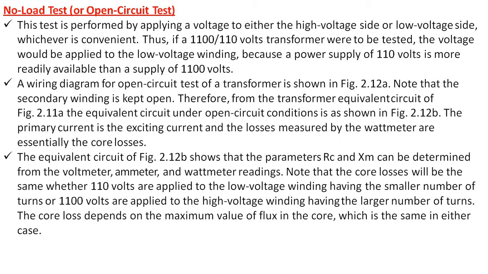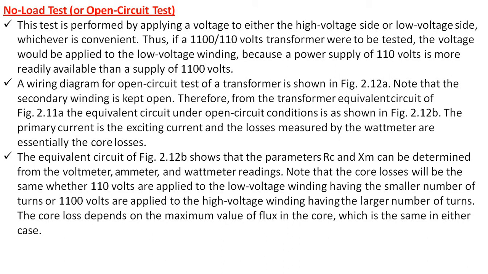A wiring diagram for the open circuit test is shown in the figure. Note that the secondary winding is kept open. Therefore, from the transformer equivalent circuit of figure 21.11, an equivalent circuit under open circuit condition is shown in the figure. The primary current is the exciting current and the losses measured by the wattmeter are essentially the core losses. The equivalent circuit shows that the parameters Rc and Xm can be determined from the voltmeter, ammeter and wattmeter readings.